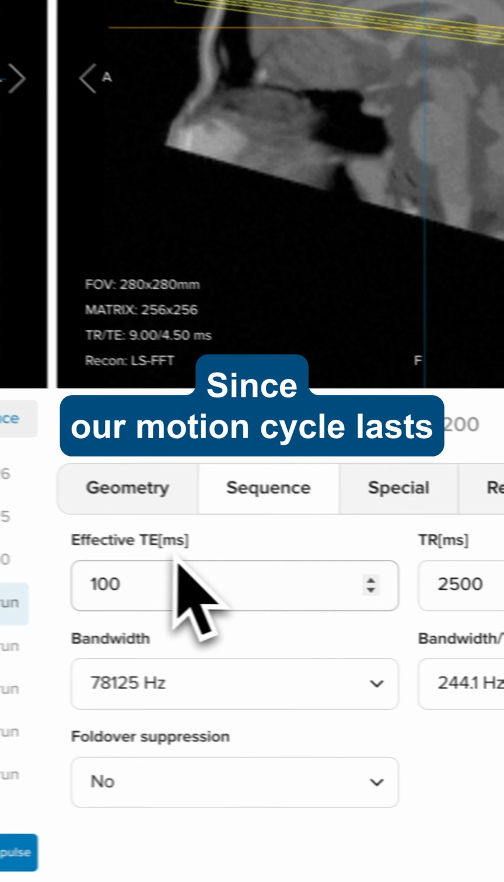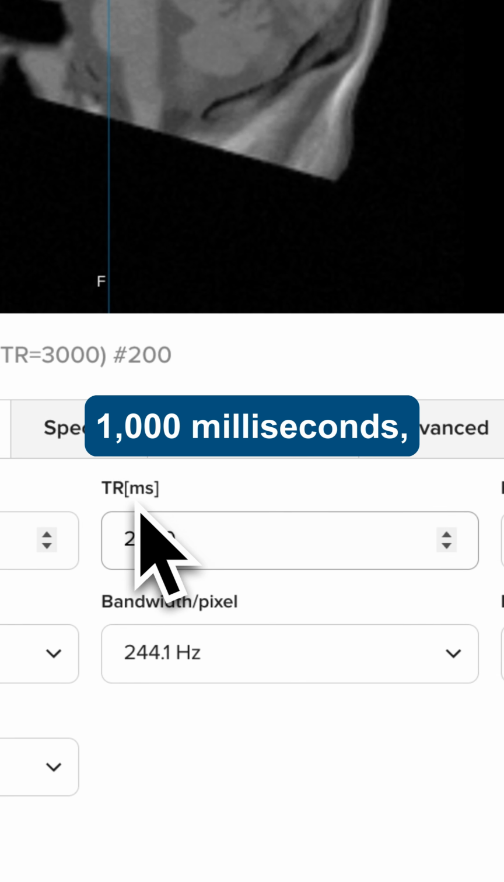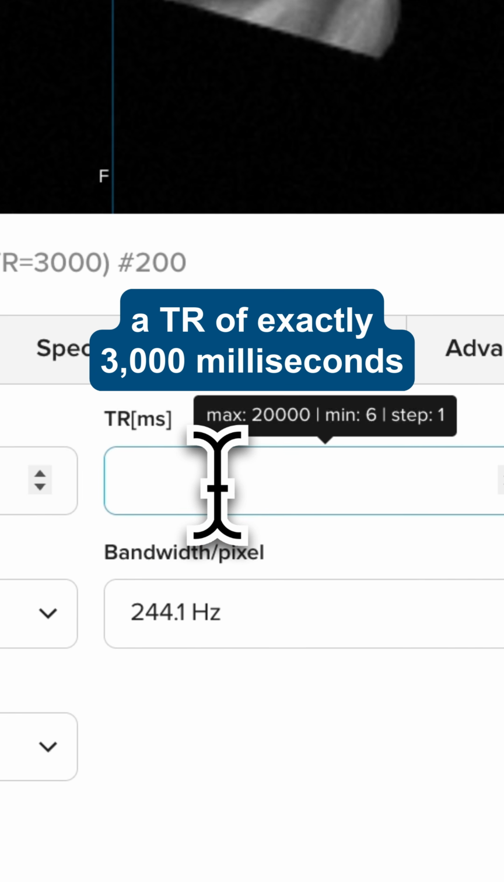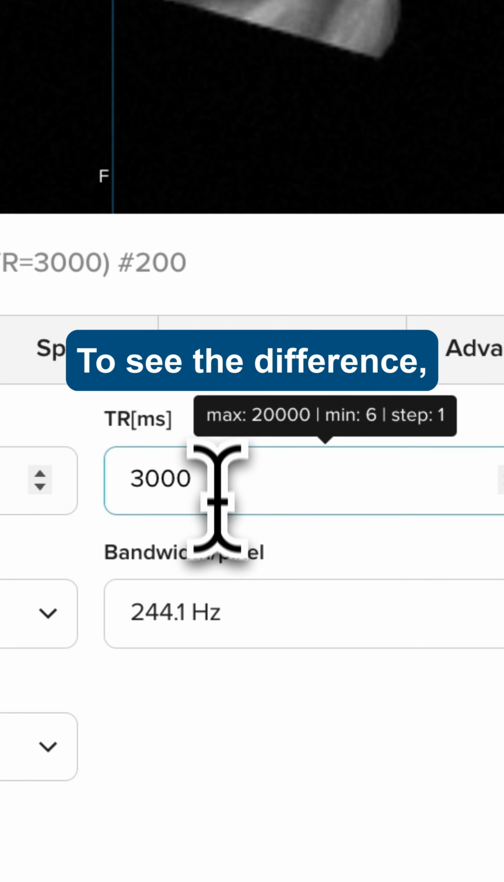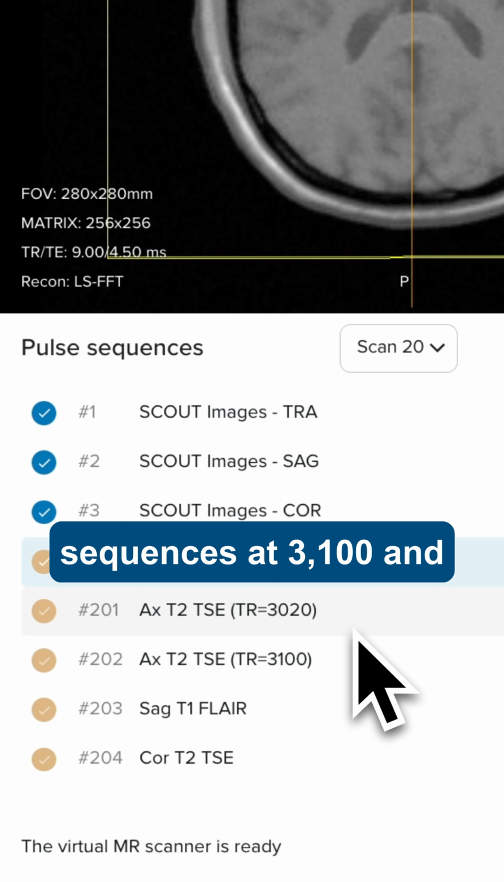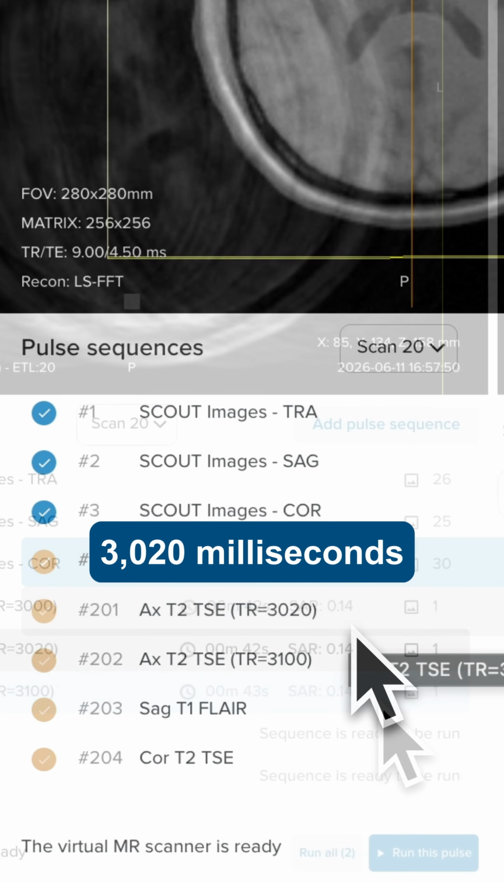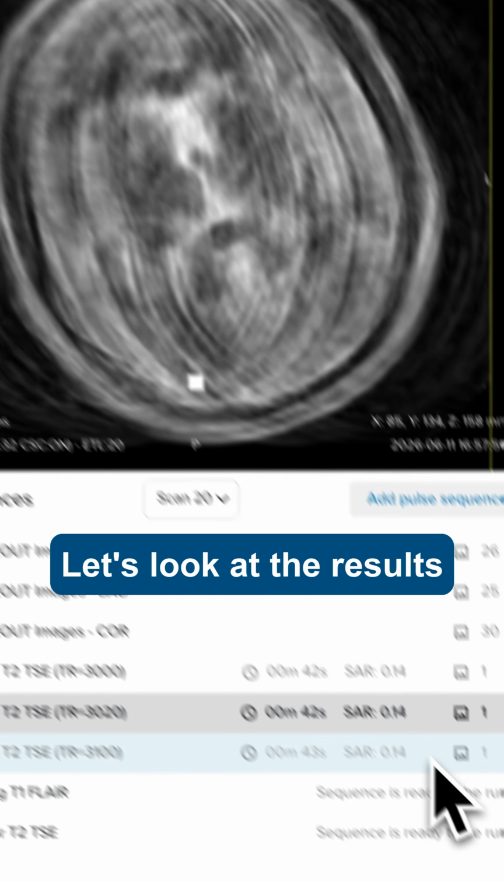Since our motion cycle lasts 1000 milliseconds, we'll choose a T2 sequence with a TR of exactly 3000 milliseconds. To see the difference, we'll also test 2 other sequences at 3100 and 3020 milliseconds. Let's look at the results.